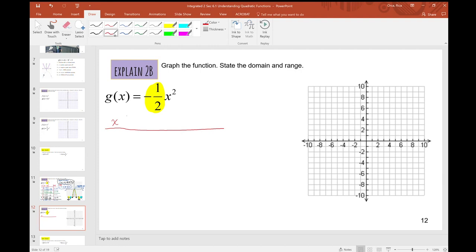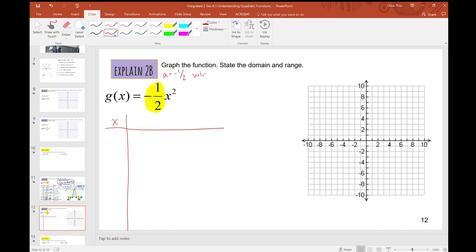Based off the equation, I know two things. One, I know that my parabola is going to be wide, and that's because a is -1/2. I also know that the parabola will open down.